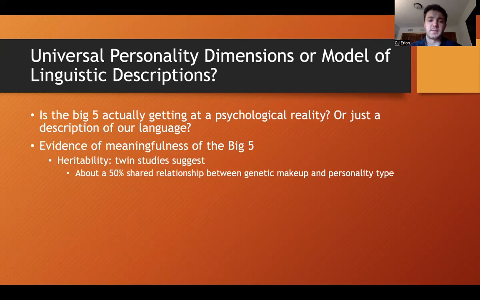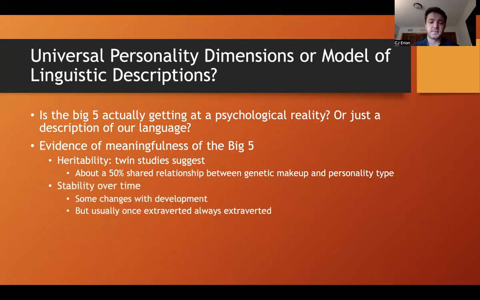Some of this evidence comes from heritability. And so, the most common way of going about doing various heritability studies is through research on twins. And so findings from these studies suggest that there's about a 50% shared relationship between genetic makeup and personality type, providing some evidence for the actual success of these big five factors.